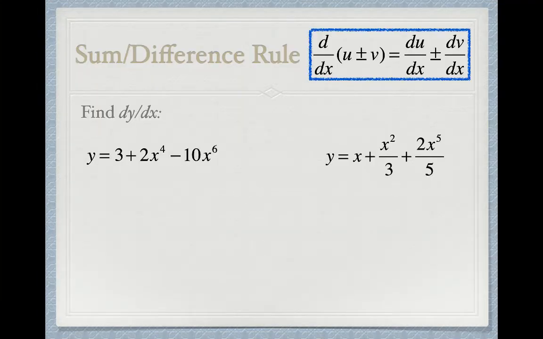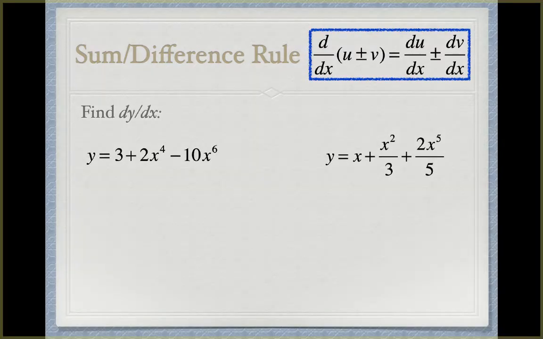Next we're going to look at the sum and difference rules. So if we want to take the derivative with respect to x of u plus or minus v, so u plus v or u minus v, u and v are just two functions, or two pieces of a function. Then we just take the derivative of the first and the derivative of the second.